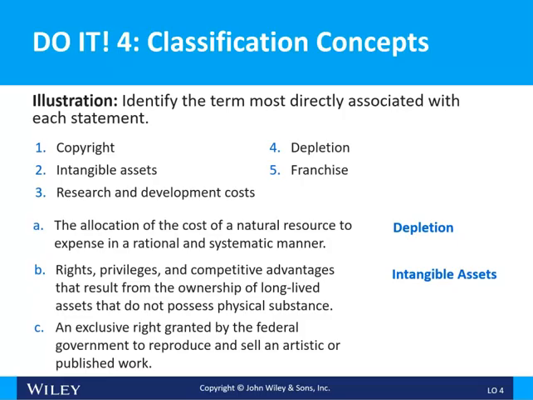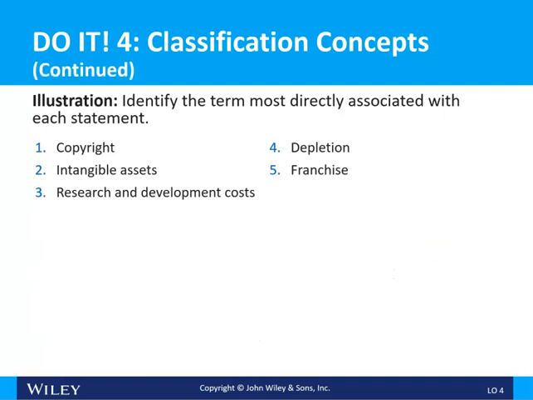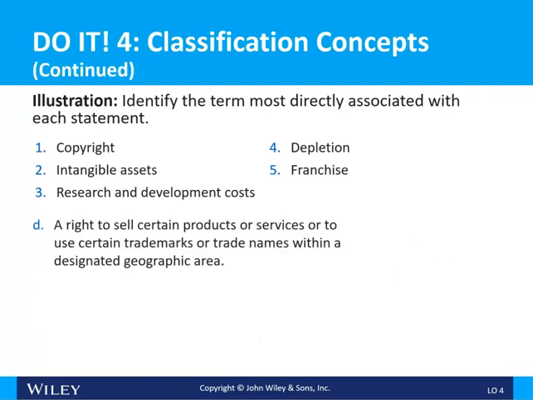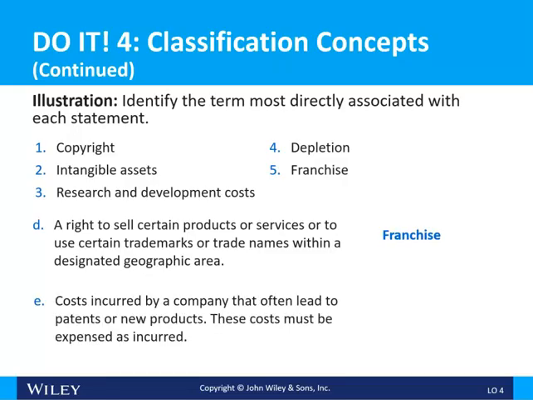An exclusive right granted by the federal government to reproduce and sell an artistic or published work. Those are copyrights. A right to sell certain products or services or to use certain trademarks or trade names within a designated geographic area. That is a franchise. And then cost incurred by a company that often leads to patents or new products. These costs must be expensed as incurred, and that's research and development cost or R&D costs.